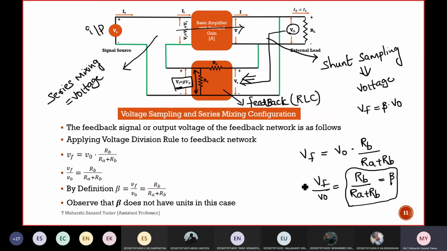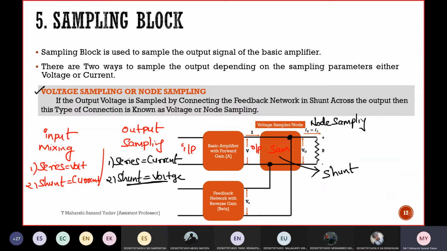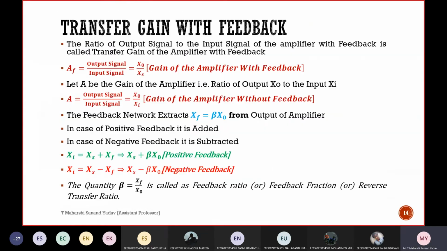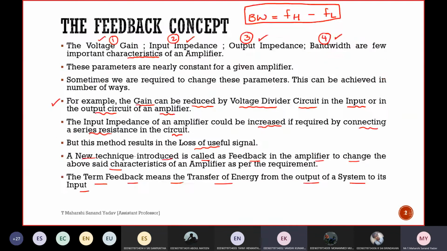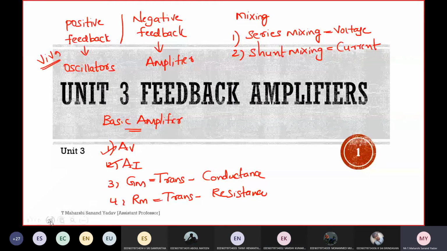Okay. So here this beta is nothing but RB by RA plus RB, and it varies depending upon the elements that you take within this feedback. I hope you are clear with what is voltage sampling and what is mixing. This is one of the long questions you might get, either in long or in short form. Voltage sampling, which one do you want? Voltage. Yes, sir. Okay, let me show an overview so that it will be easy for you now.